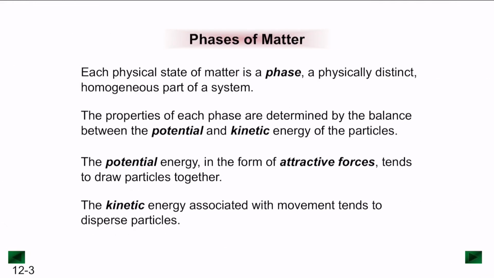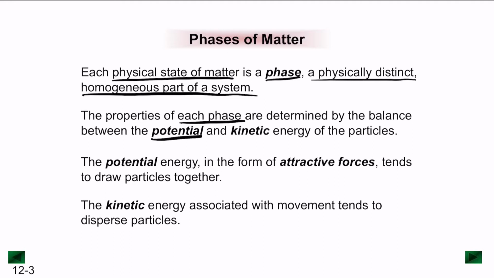Let's start with phases of matter. Every physical state of matter is generally considered a phase. A phase in general is a physically distinct and homogeneous part of a system. The properties of each phase are generally determined by the balance between the potential and the kinetic energy of the particles.